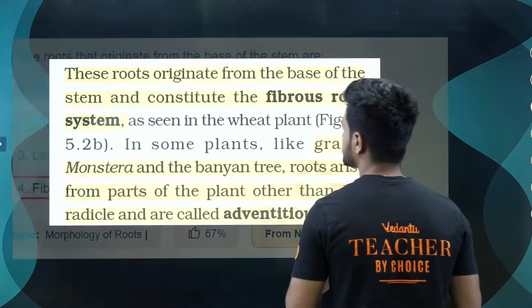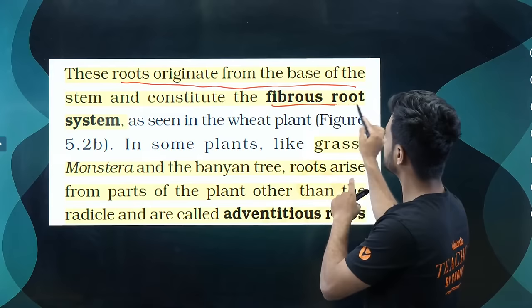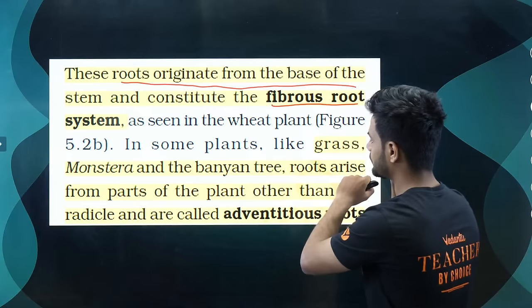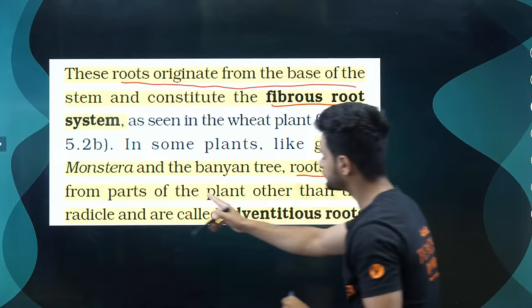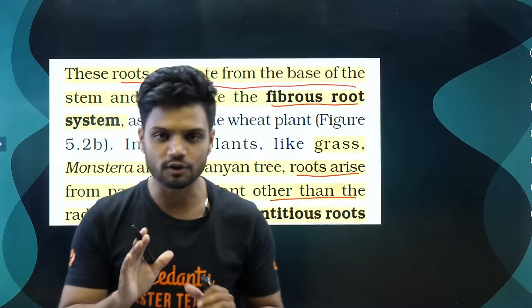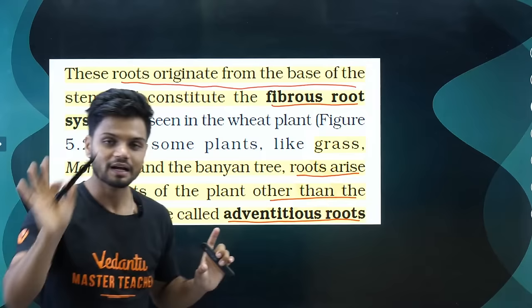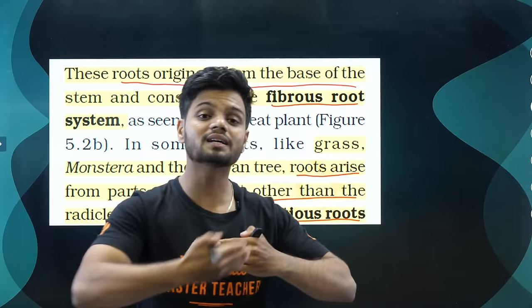Quickly. See here. Roots that originate from the base of the stem constitute the fibrous root. So fibrous roots are the roots which originate from the base of the stem. Now, listen to me very carefully. Roots arising from parts of the plant other than the radical. If a root is developing from a part other than the radical, it is called an adventitious root. So the definition of adventitious root is a root arising other than from the radical.